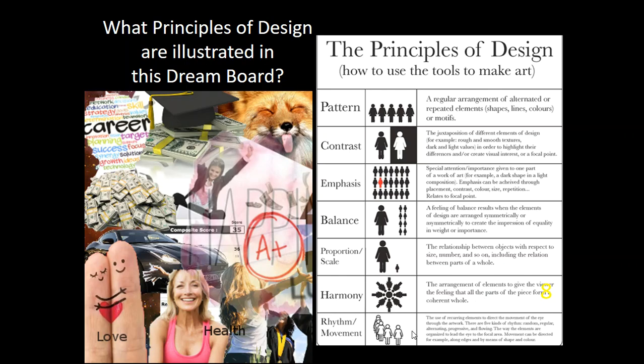Rhythm, movement. The use of recurring elements to direct the movement of the eye through the artwork. There are 5 kinds of rhythm: random, regular, alternating, progressive, and flowing. The way the elements are organized to lead the eye to the focal area. Movement can be directed, for example, along edges and by means of shape and color.